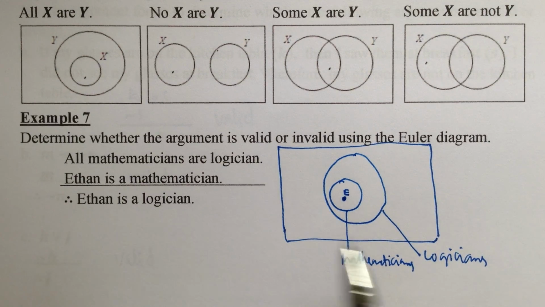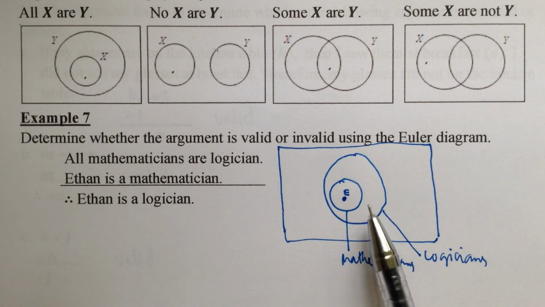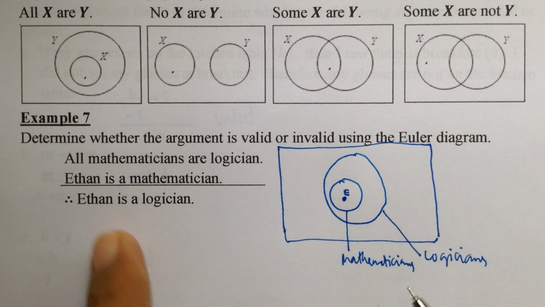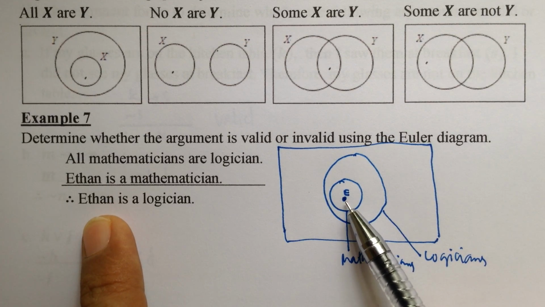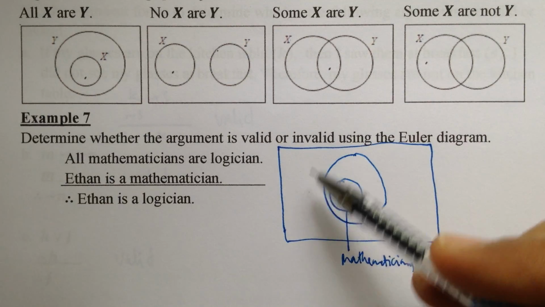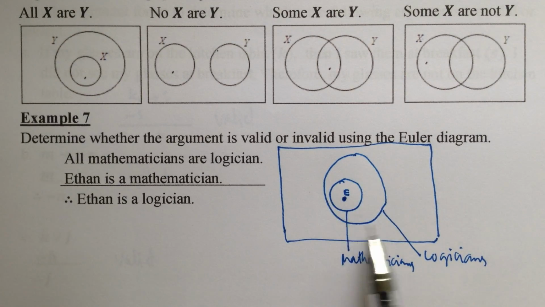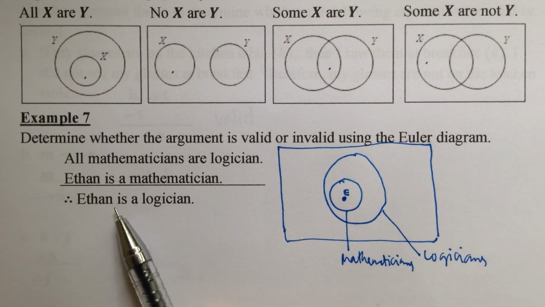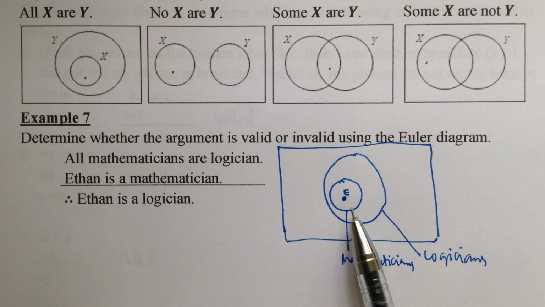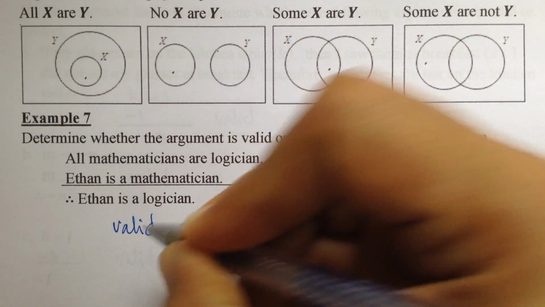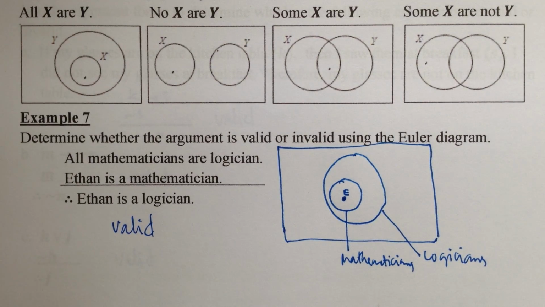Is your conclusion consistent with this diagram? Is it true that Ethan is a logician? Meaning, is it true that Ethan, which is represented by that dot there, is inside the set of logicians? Yes. That particular point that belongs to the set of mathematicians also belongs to the set of logicians. So, since your conclusion is consistent with the diagram, then you say that the argument is valid.